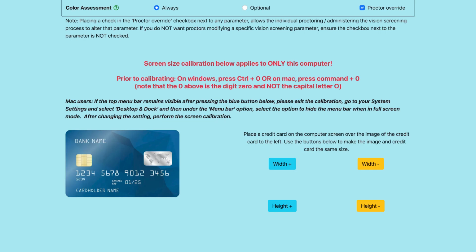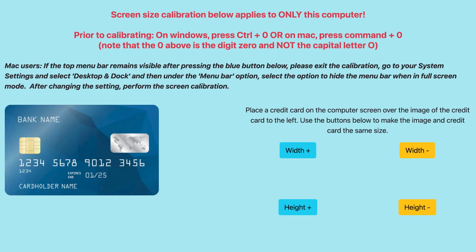You will notice the system will enter full screen mode and an image of a credit card has appeared. Here, you can adjust the width and height both vertically and horizontally until the size of the card on the screen matches the size of your real card. This simple calibration will ensure the system is displaying the correct sized optotypes.